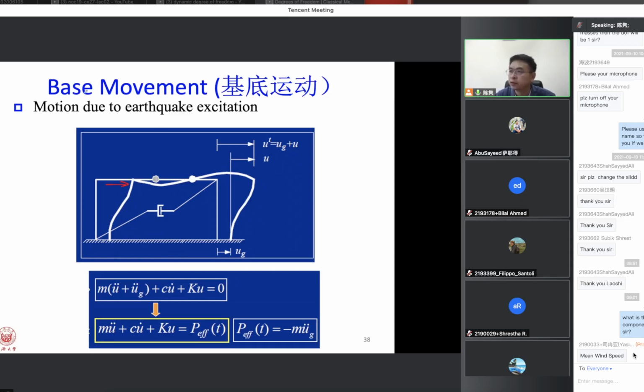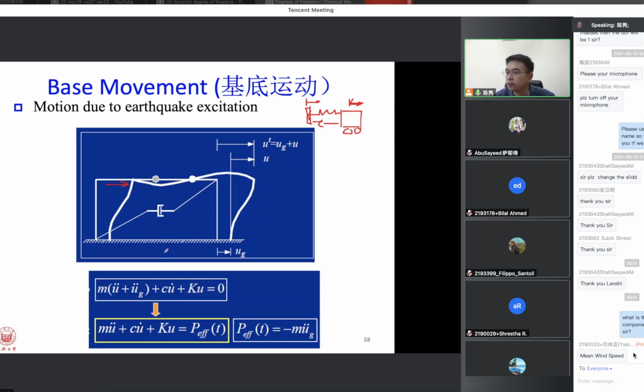So this is a special case we call base movement, or sometimes we draw it like this. This is a base, this is K, and this is C, and this is the mass. Normally we have force applied here, but this time no. It is the movement of this basement. The support is moving. There is no external force like this.